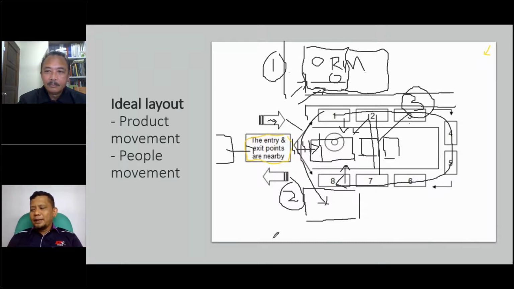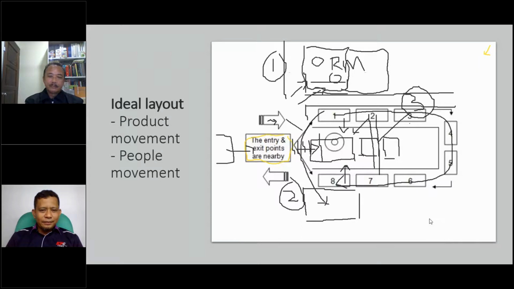So that's why, for some of the clients that plan to set up their new plant, I will highlight the main issue, and then try to follow the product flow and then identify where the people movement is. So that's sharing on the ideal. Okay, so we move to the next one.